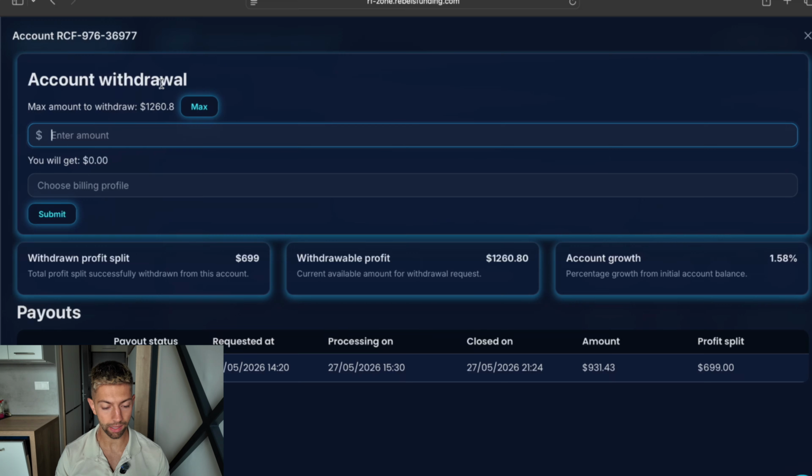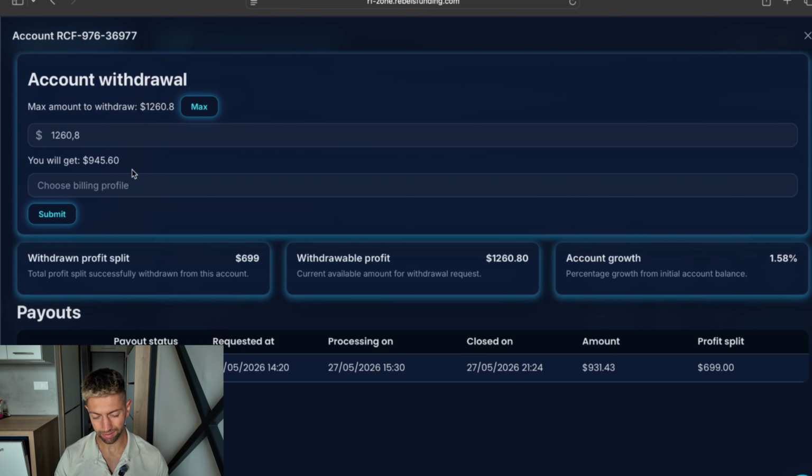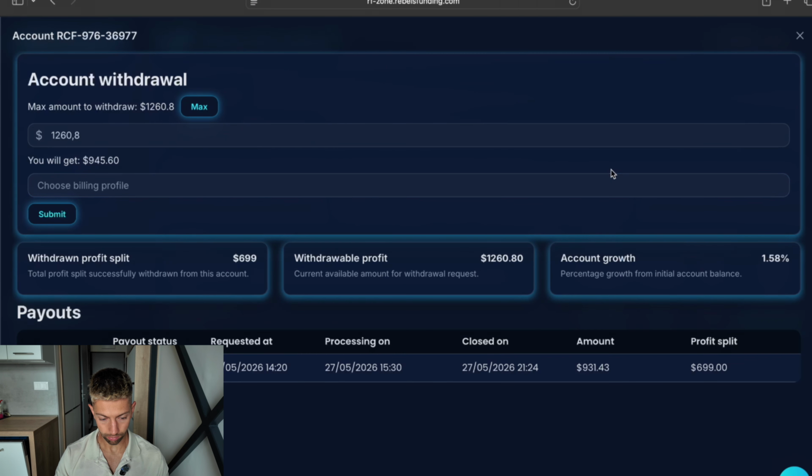Yo, what's good, boys? It is already next day, and let's go withdraw the payout. So max I can withdraw is 1.2k, 1.3k. I was in a drawdown. On the trade I made 2.8, but as I said, I was in a drawdown, so let's withdraw max. And I'm gonna get around the 1k, because the profit split is 75% right now, but the next profit split is already gonna be 80%, because this is my second payout. And Rebels Funding increases your profit split with your payouts, which is amazing. So let me choose my profile right here.